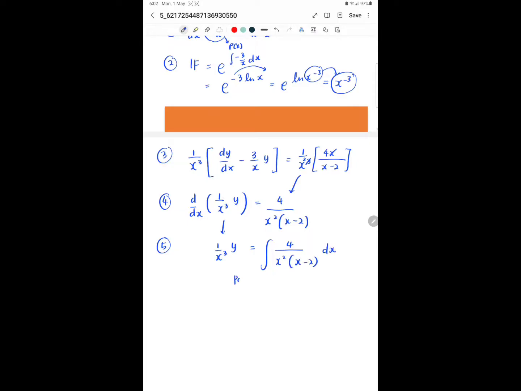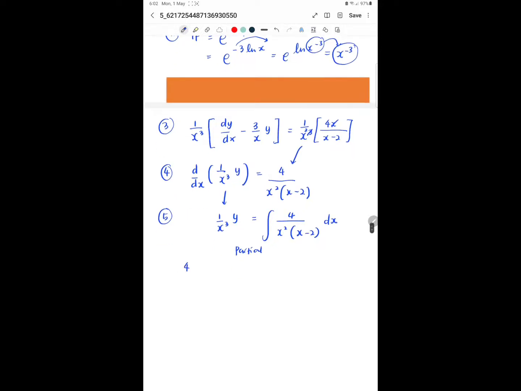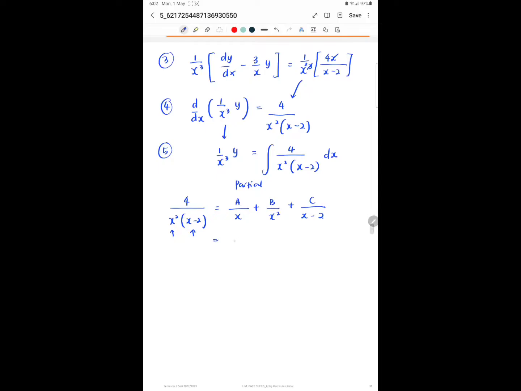using partial fraction. For partial fraction, we write here we have 3 factors there. So a over x, the second factor b over x square, third will be c over x minus 2. To find the values of a, b, c, equate the denominator. So here we have x square x minus 2. So a will be multiplied with x.